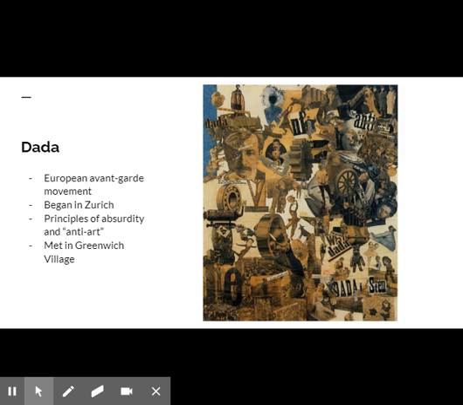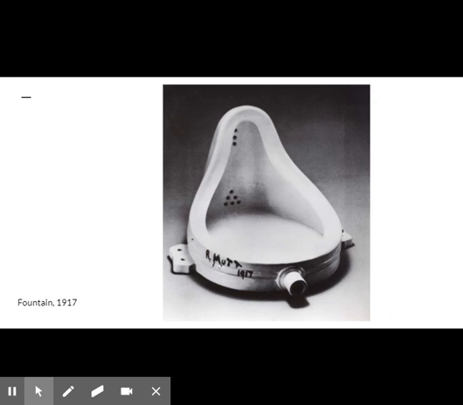Duchamp used to meet with fellow Dadaists in Greenwich Village. Duchamp's most prominent association with Dada was his submission of Fountain, a urinal, to the Society of Independent Artists in 1917. The show committee insisted that Fountain was not art and rejected it from the show. It sparked a major controversy about what should be considered art.